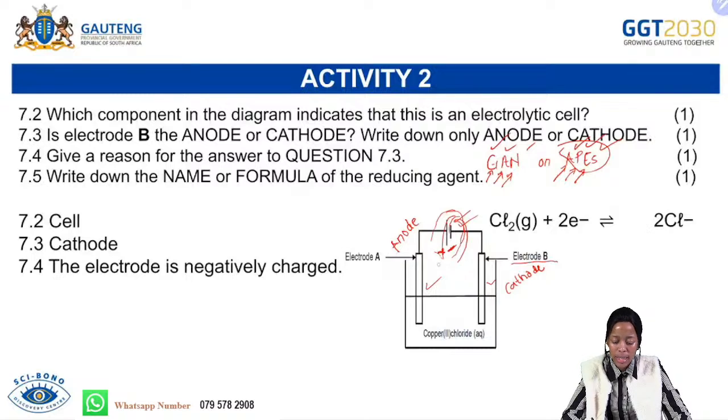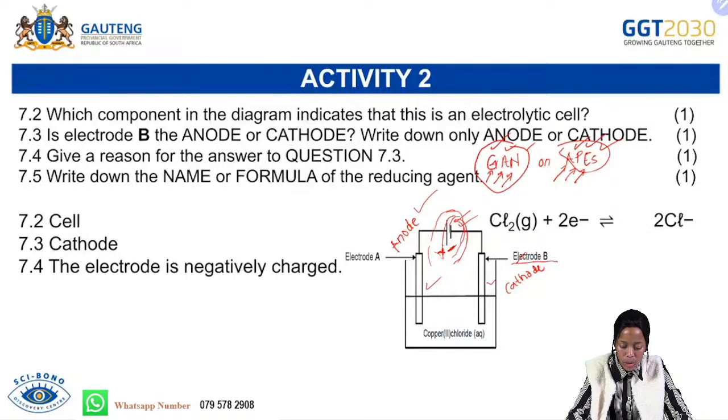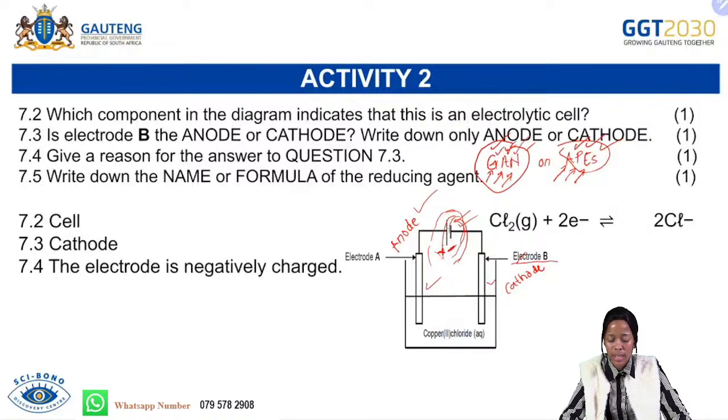And if that's the case, the positive side is the anode and the negative side is the cathode. And then again, you are going to use the very same GAN, G-A-N, to say that in a galvanic cell, the anode is negative. So you can use the very same to answer questions on the galvanic cell.